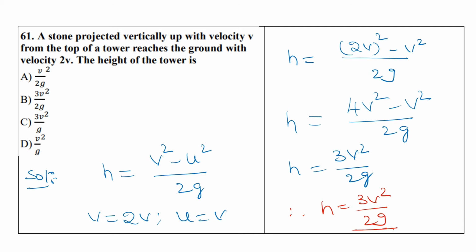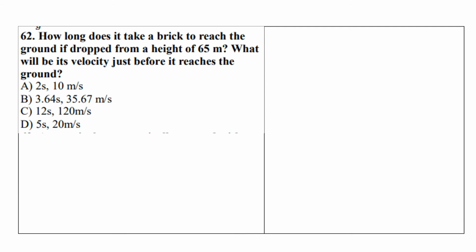Next we will go to the next question. How long does it take a brick to reach the ground if dropped from a height of 65 meters? What will be its velocity just before it reaches the ground? Here we have to calculate first the time and then the velocity. Okay, now let us go to the solution. Here the given h equals 65 meters and g is 10 meters per second squared.